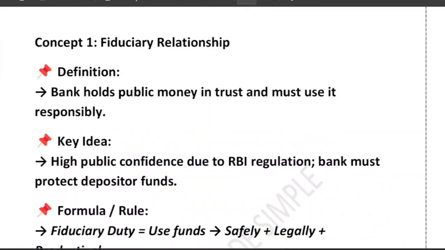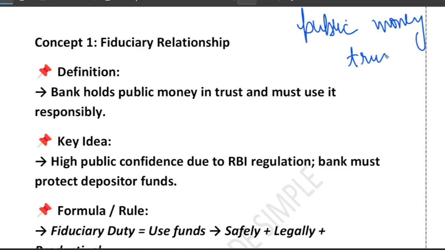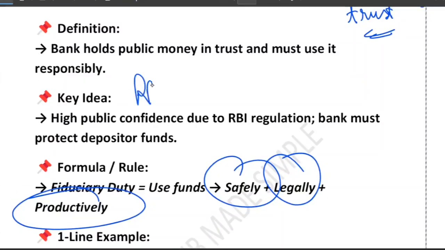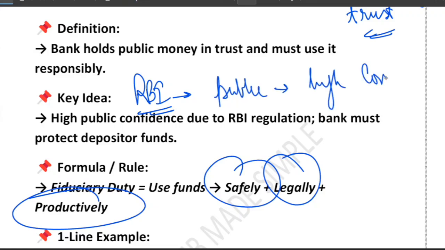Let's discuss it. So the first concept here is fiduciary relationship. So what is the meaning of fiduciary relationship? Basically, a bank holds public money in trust. You know it very well, that a bank holds public money in trust, right? So this means that the bank must use people's deposits safely, legally, and only for productive purposes. See, the keywords are: you have to use funds safely, legally, and for productive purposes. Because RBI regulates banks, the public has high confidence in them. Who regulates banks? Obviously, none other than RBI. And since RBI regulates them, the public has high confidence in them.